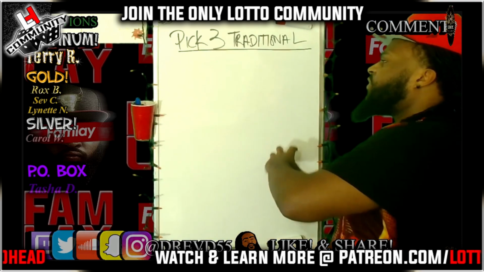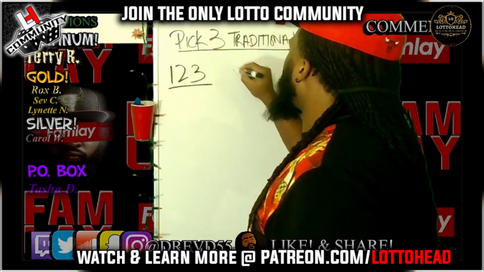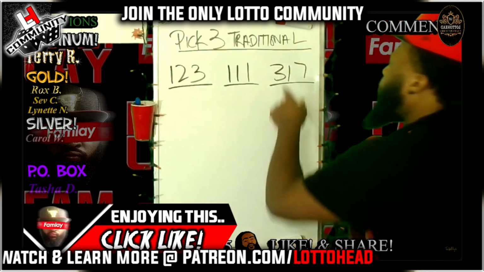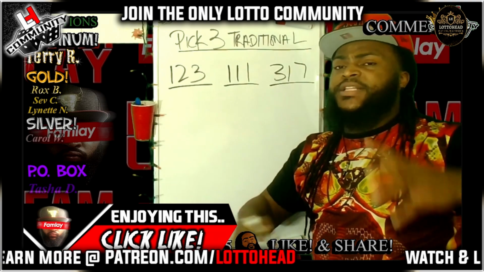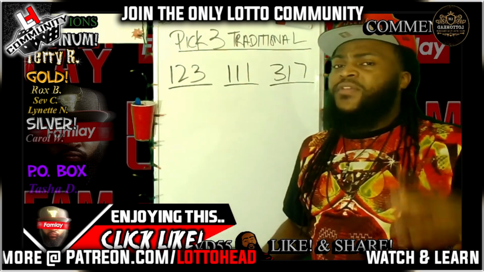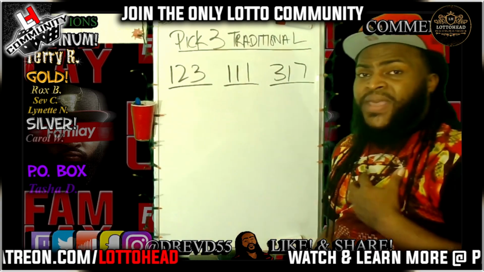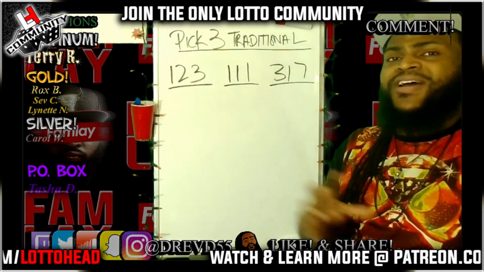Now, Pick 3 traditional rundowns. Let's just choose all of them. 1, 2, 3. This is how you would set it up: 1, 2, 3, 111, and then 317. Of course, you would find out which rundown to use according to your hit, or according to your state, country, or wherever you are located. You've got to find what best fits you. My opinion, if you're just getting started, try all of them. Whichever one starts to work, that's what you start gravitating towards.